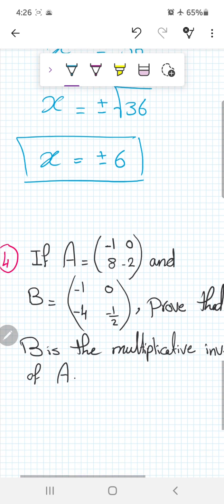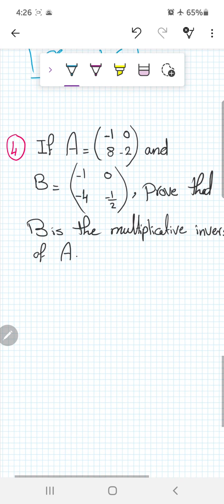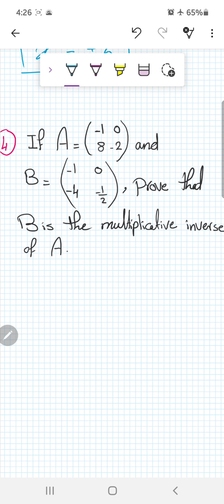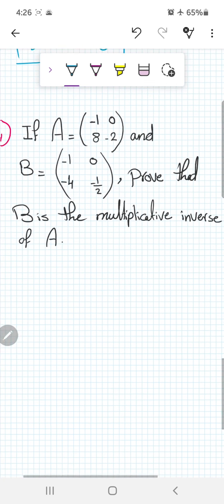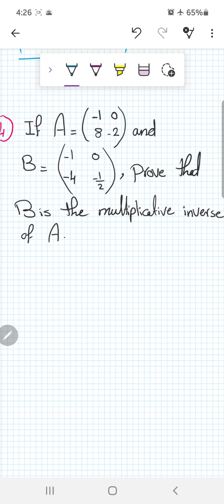Another example. We have here matrix A, which is [-1 0; 8 -2], and matrix B, [-1 0; -4 -1/2]. We want to prove that B is the multiplicative inverse of A. What's the meaning of B is the multiplicative inverse of A? Get the multiplicative inverse of A, and it must be equal to the matrix B.